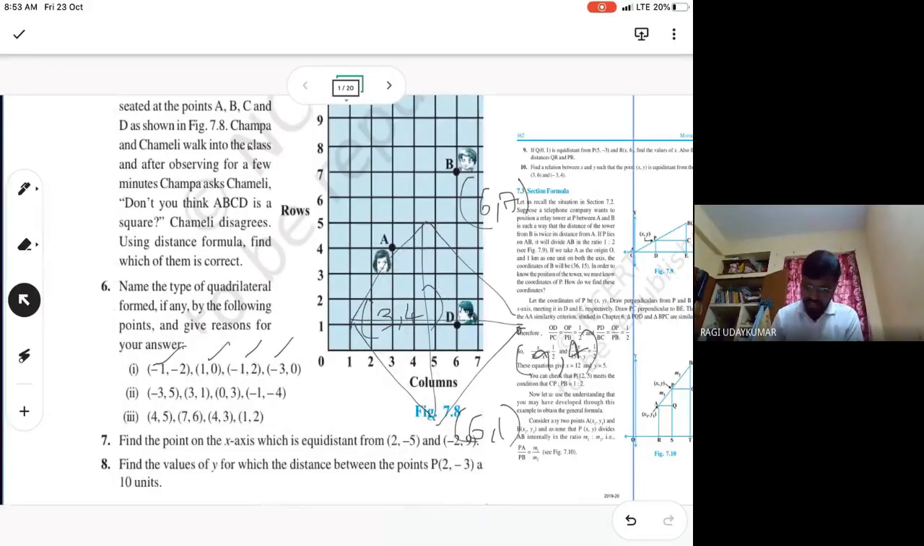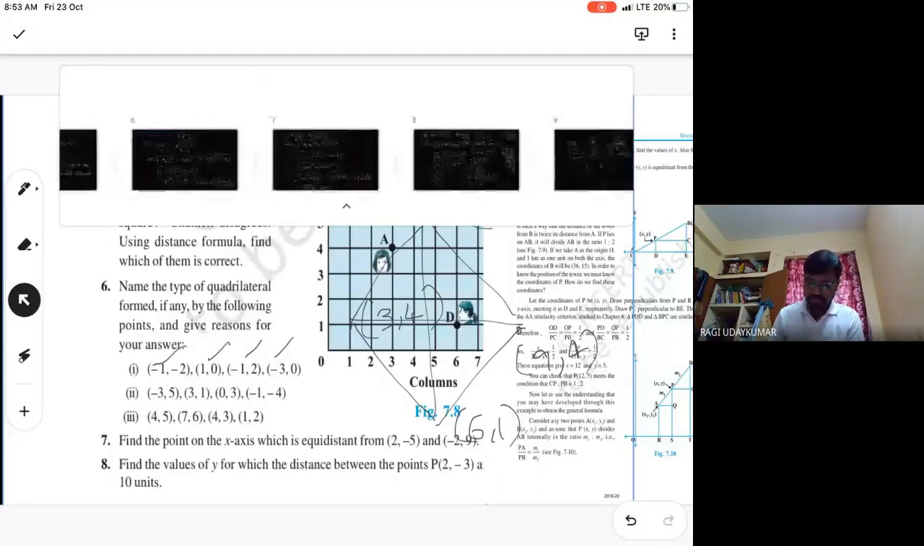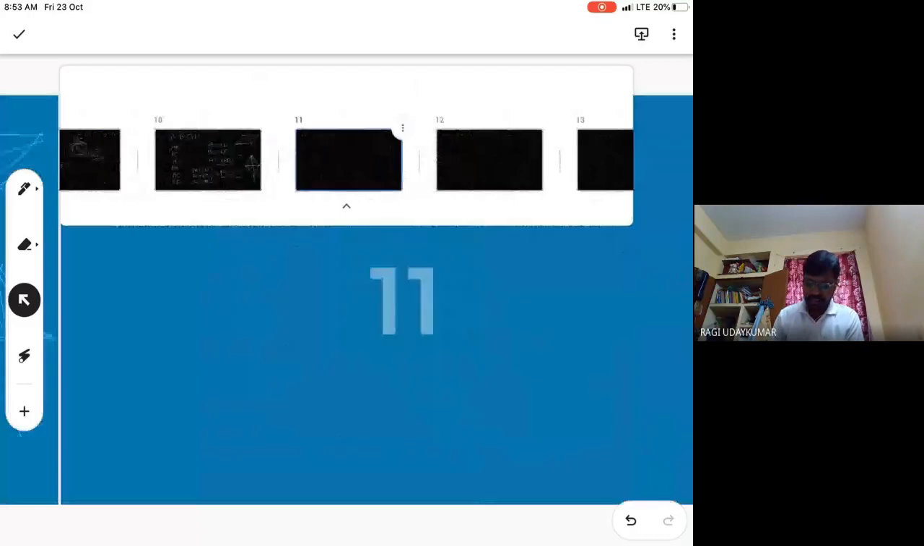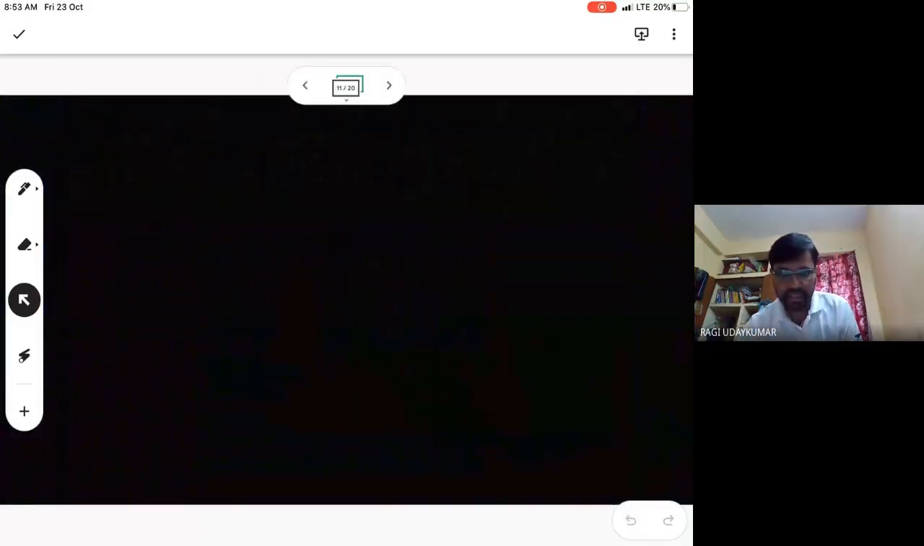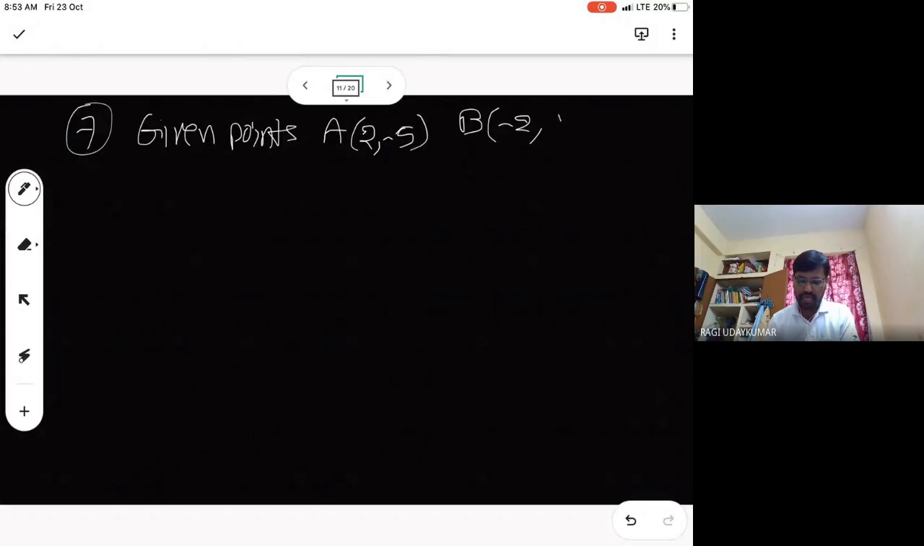Find the point on x-axis which is equidistant from these 2 points. 2 points are given to you. So that is nothing but you need to find a point which is at equal distance from these 2 points on the x-axis. So given points क्या है? You consider given points as A is the one point, that is 2 comma minus 5, and B is the another point, minus 2 comma 9.